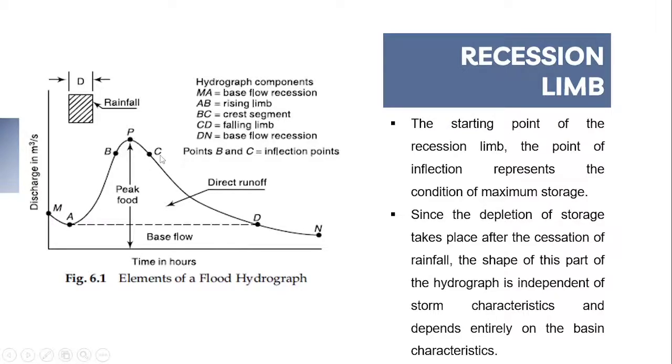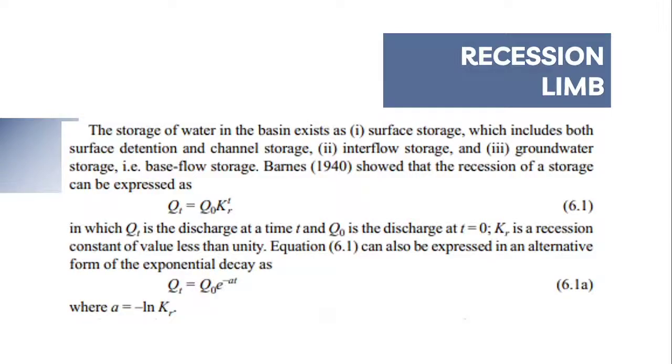Since the depletion of storage takes place after the cessation of rainfall, the shape of this part of the hydrograph is independent of storm characteristics and depends entirely on basin characteristics, or our catchment. The storage of water in the basin exists as, first, surface storage, which includes both surface detention and channel storage. Second, interflow storage, and lastly, groundwater storage or base flow storage.